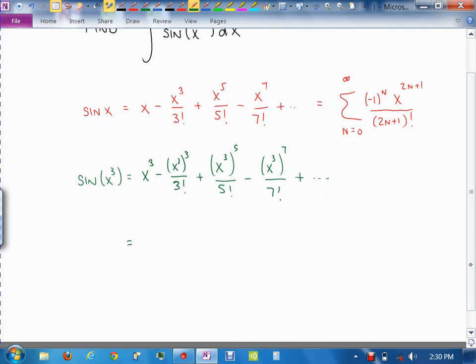Now come over here and let's plug x cubed into this formula. What would you get for the sigma notation? Sum from n equals 0 to infinity, negative 1 to the n, x cubed to the what? Yeah, 2n plus 1, all over 2n plus 1 factorial.